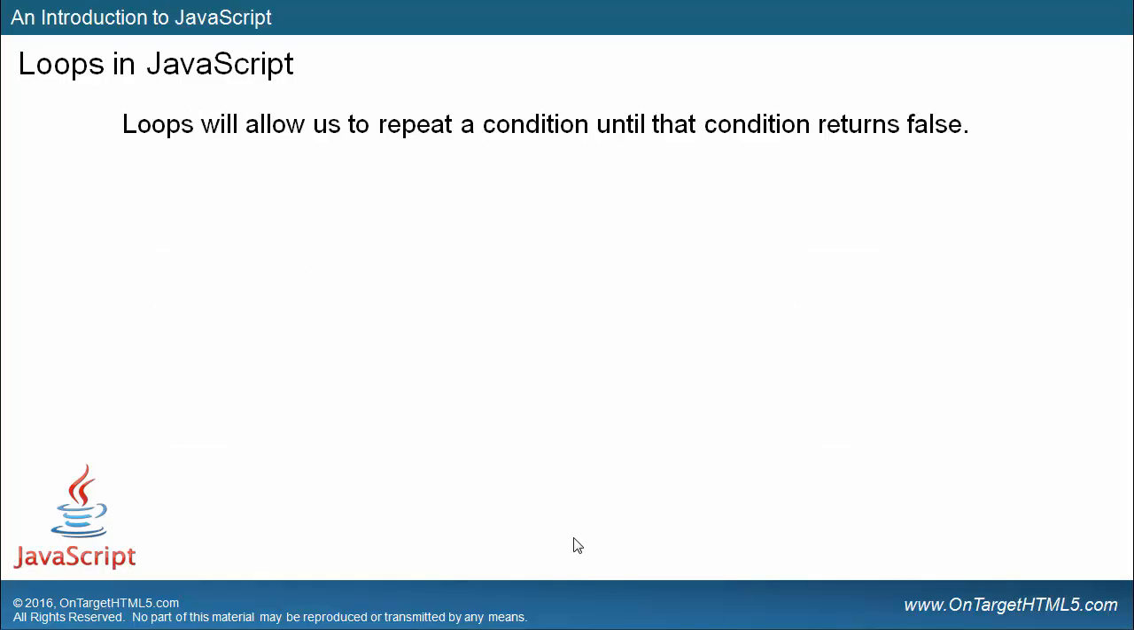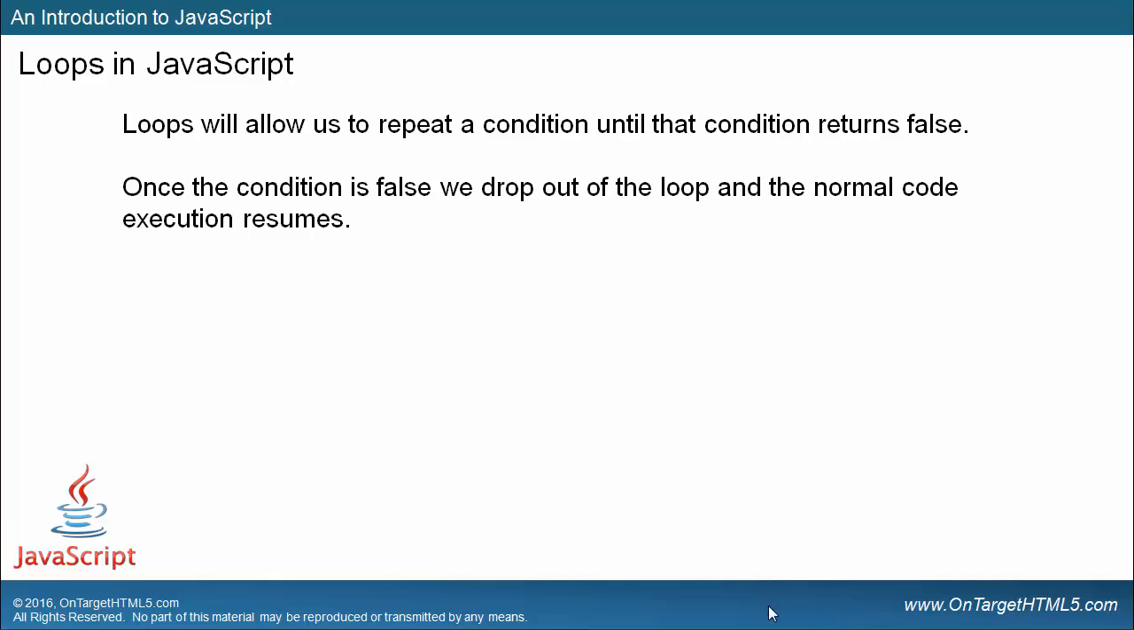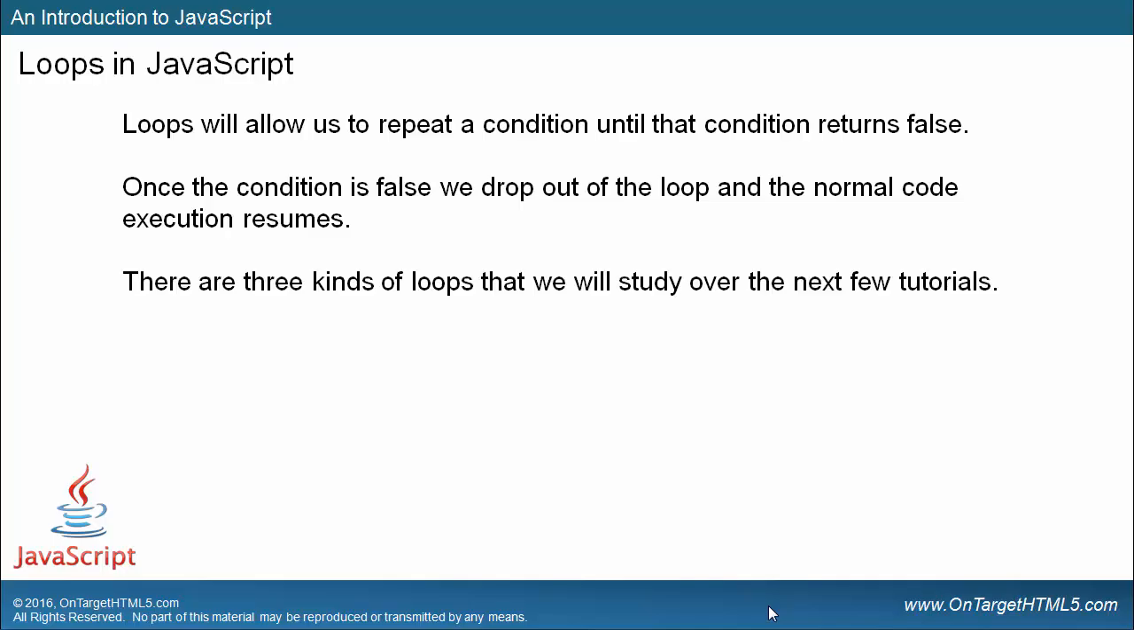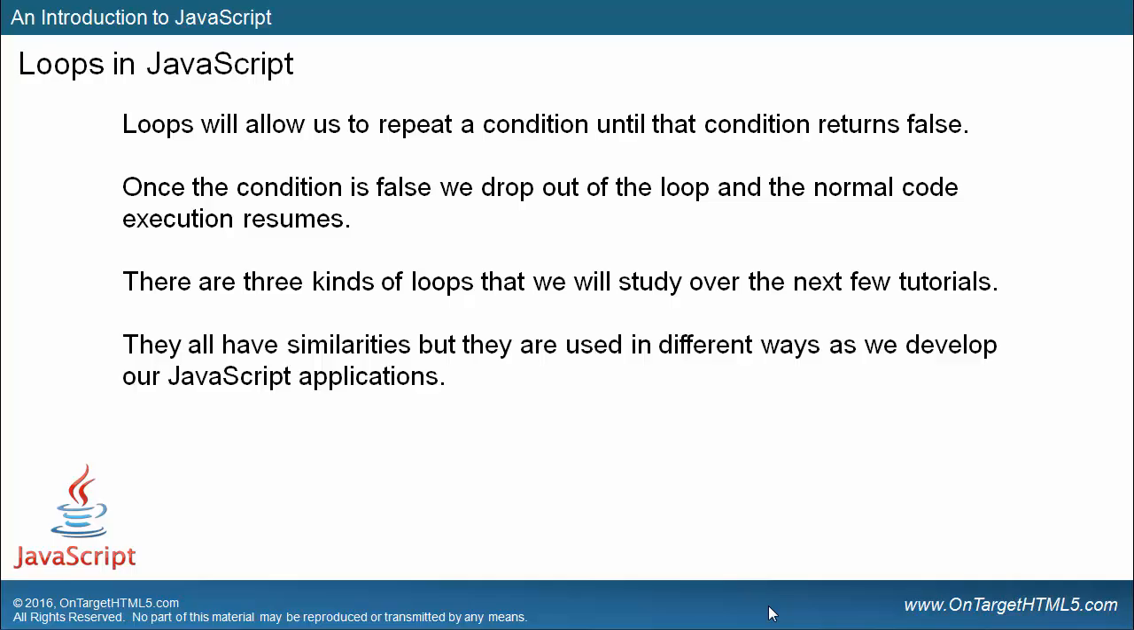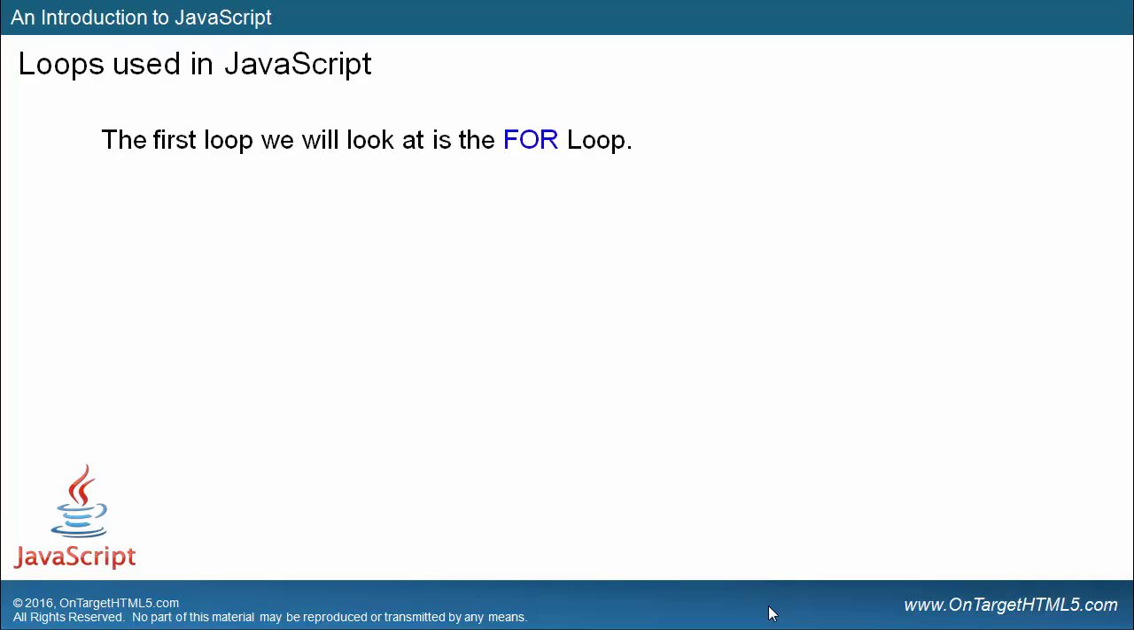Loops will allow us to repeat a condition until that condition returns false. Once the condition is false, we drop out of the loop and the normal code execution resumes. There are three kinds of loops that we'll study over the next few tutorials inside JavaScript. We have the for loop, the while loop, and the do while loop. They all work in similar ways, but they all have some unique characteristics. They all have similarities, but they're used in different ways as we develop our JavaScript applications.